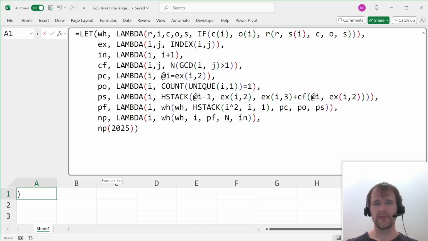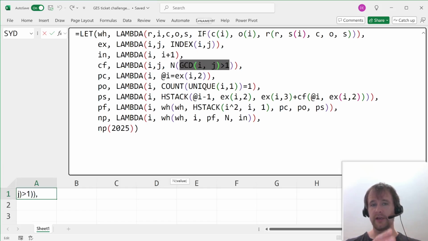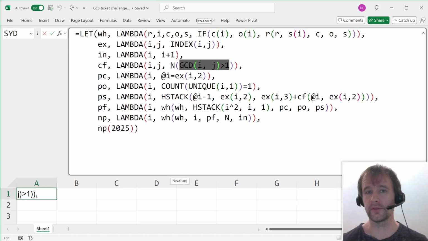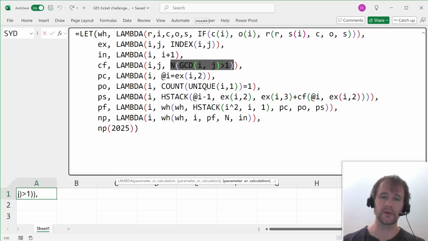So what are we doing here? Well, first of all, the CF is just saying GCD ij greater than 1. In other words, I and j have a common factor, and then n of that. So this will return true if the greatest common divisor is greater than 1, meaning that they have a common factor other than 1, because every pair of integers has a common factor of 1. And then n of that true or false will just turn that into 1 or 0. So 1 if they have a common factor, 0 if they don't. So now let's look at what PF is doing.